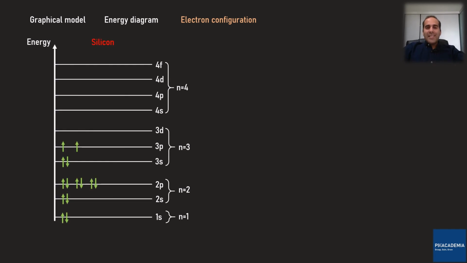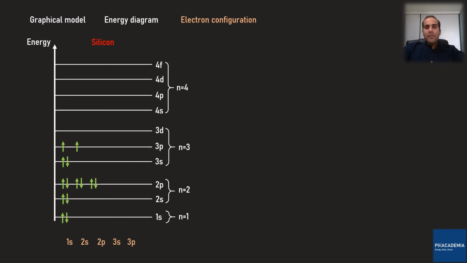We can translate this energy diagram into a written statement called the electron configuration. But how do I do that? To start, first write down all the sublevels filled partially or completely with electrons for silicon. I have 1s, 2s, 2p, 3s, and 3p.